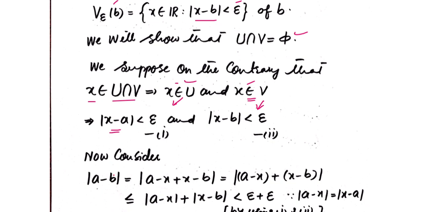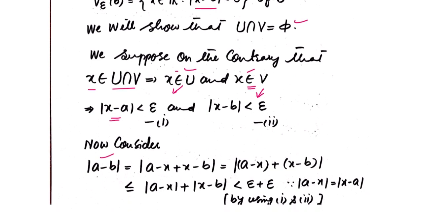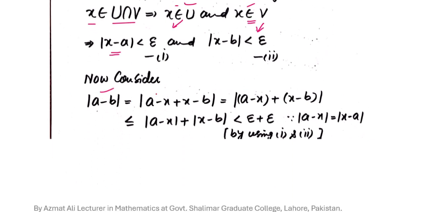Now you have to consider this expression |a - b|. By adding and subtracting the real number x, we have |a - x + x - b|. By applying the triangle inequality, this whole absolute value can be separated into two absolute values: the absolute value of the first term, |a - x|, and the absolute value of the second, |x - b|.